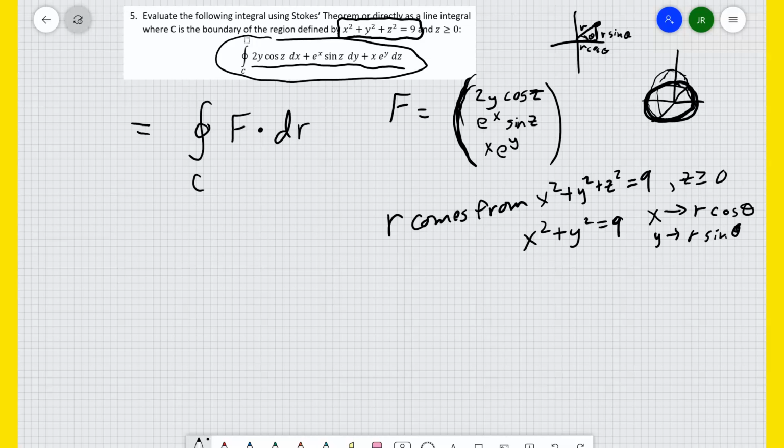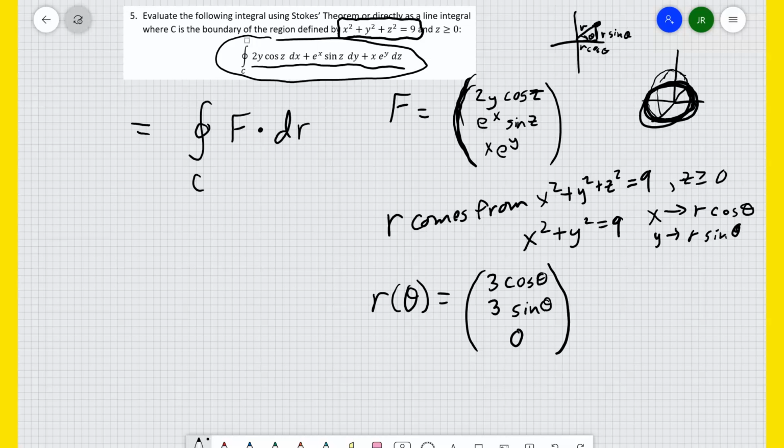Okay, so if we're going to parameterize r, in other words, I want to make r be a function of theta, then the x component is going to be 3 cosine theta. Where did I get the 3? The 3 is the radius of this circle for this region C here. The y component is 3 sine theta, and the z component is just going to be 0, because we're just in the xy plane for that region.